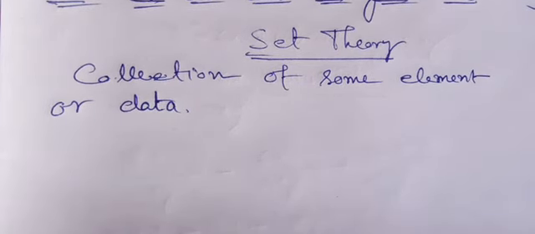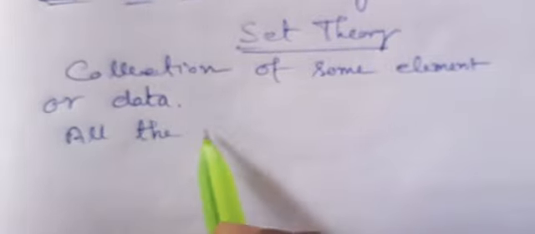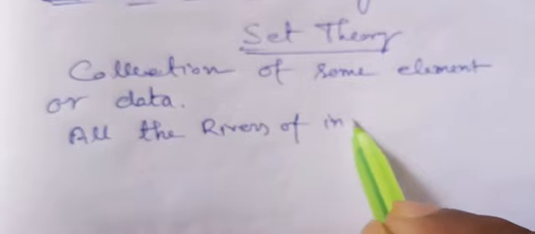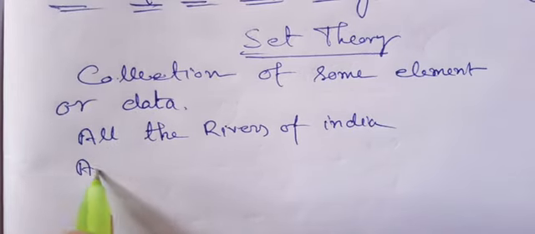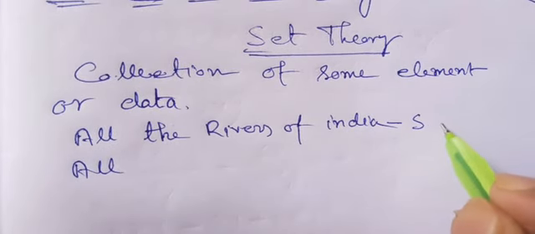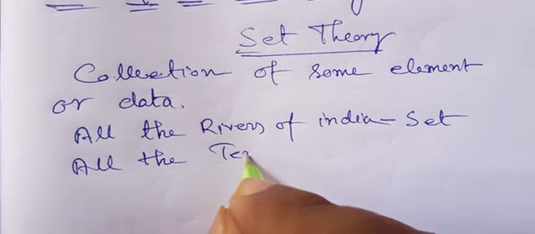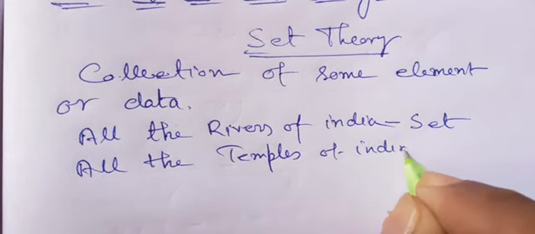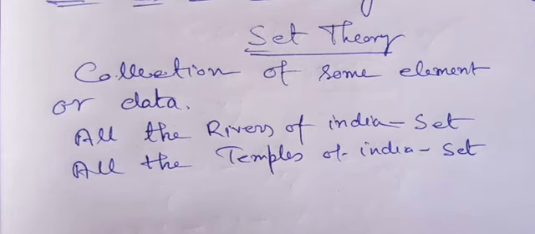Now earlier I have told, suppose we take all the rivers of India. Okay. So this is a set. All the temples of India. This is a collection. This is a set.